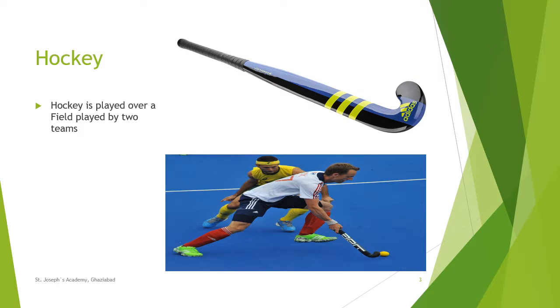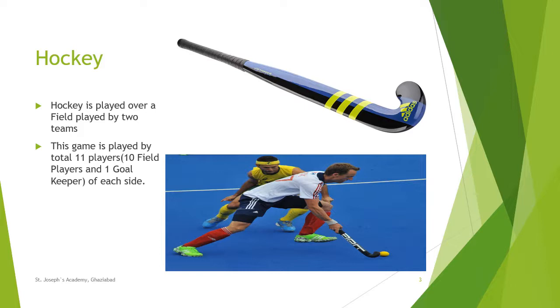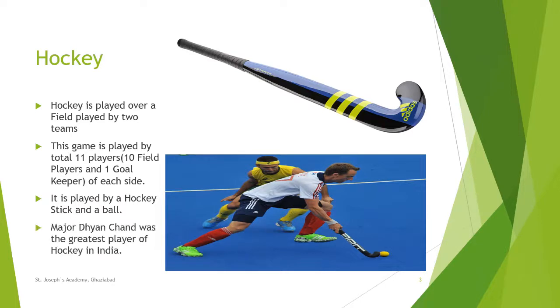Hockey is played over a field by two teams. This game is played by a total of 11 players, in which 10 are field players and 1 is the goalkeeper of each side. It is played with a hockey stick and a ball. Major Dhyan Chand was the greatest player of hockey in India.